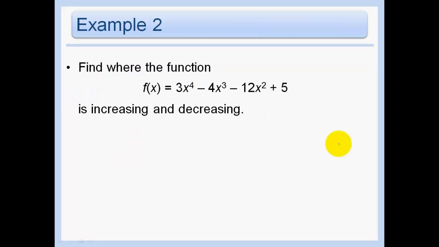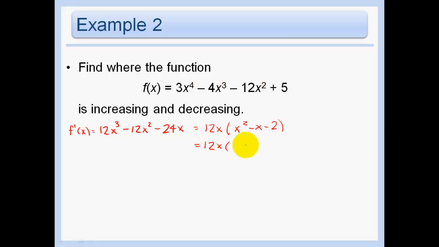So let's go ahead and find where this function is increasing and decreasing. So we need to know something about the derivative. Let's go ahead and find it. We can factor a 12x out. And so, let's go ahead and make our sign chart for the derivative.